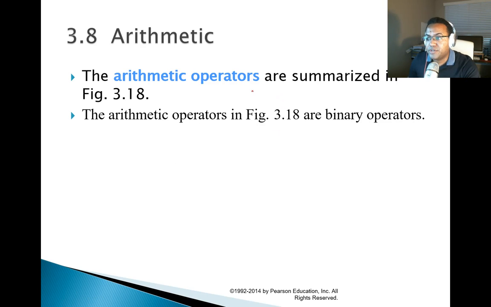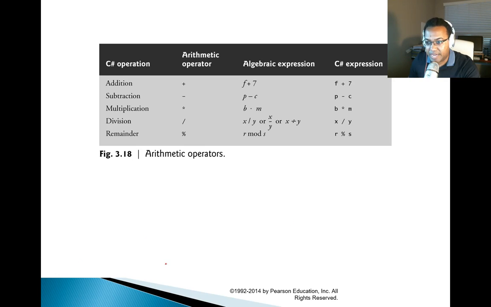The arithmetic operators are summarized in 3.18. The arithmetic operator is a binary operator. And here we go. Obviously, we have addition, subtraction, multiplication, division, and modulus. What's modulus? Remainder of. Take you back to 3rd grade. What's 10 divided by 9? Who cares? Just the remainder of 1. Sometimes that's all you want. Remainder of does have its positives.